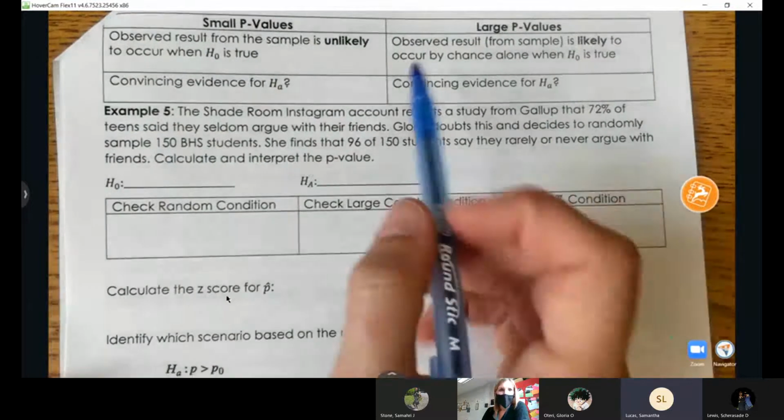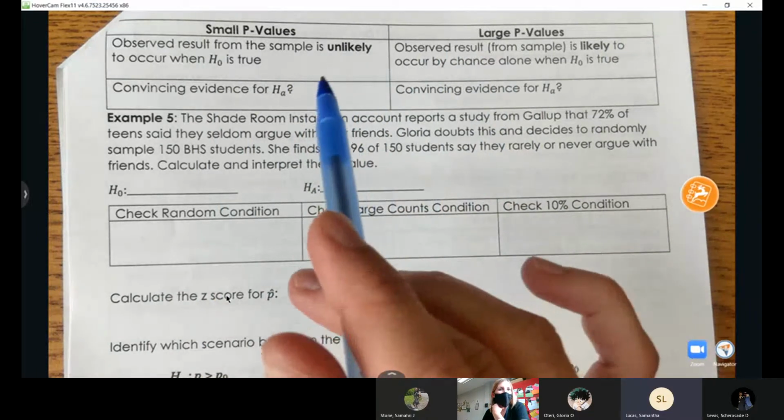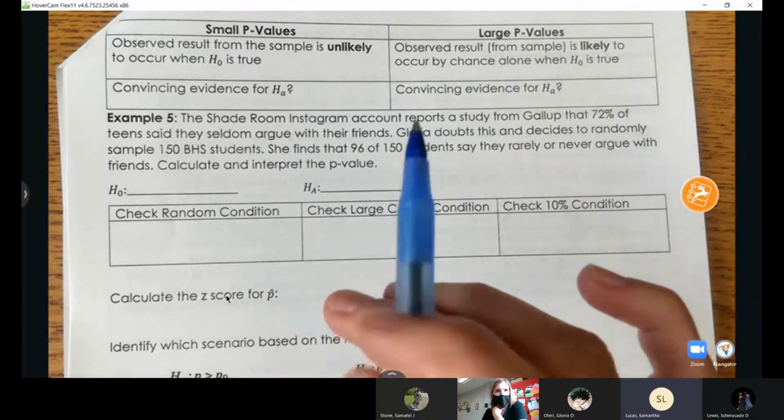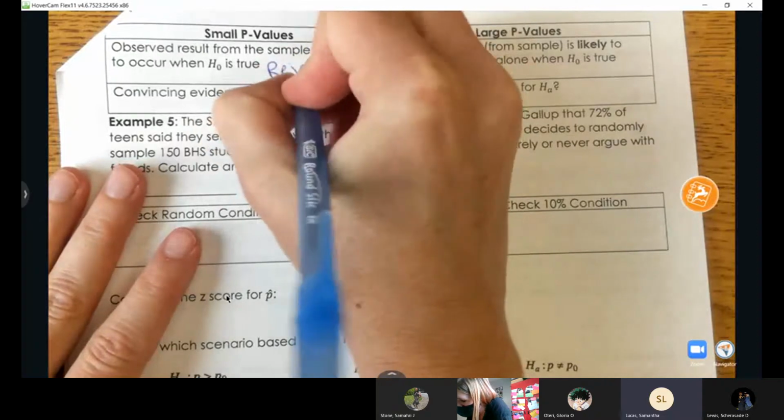All right, let's talk about p-values in general, small versus large. If we have a small p-value, what will we do? Will we reject or fail to reject? Do you guys remember? If we have a small p-value. If we don't remember, you can tell me. I want to say we reject it. I agree. You both got it. Yep, we reject H null.